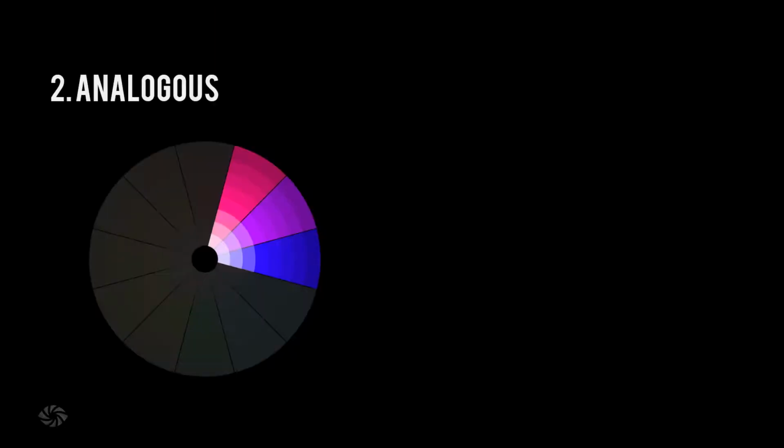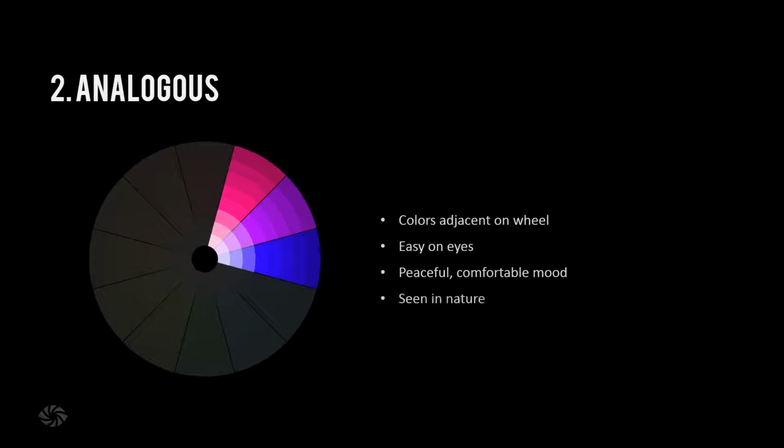All right, number 2 is analogous. This one is cool. It's about colors that are adjacent to each other on the wheel. So generally, about the distance you can see right there. The cool thing about this one is that it's easy on the eyes. It generally creates a peaceful and comfortable mood, mainly because it is seen a lot in nature with green trees, blue skies, things like that. The colors are very related.